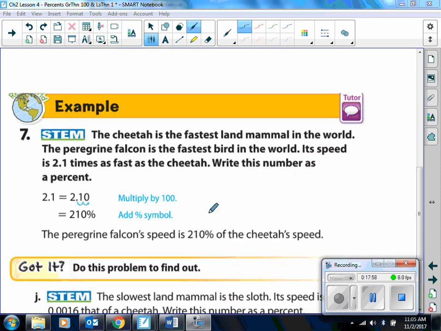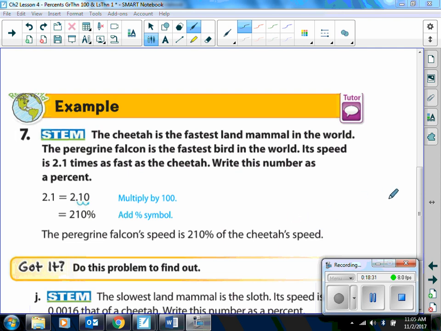Example 7 says the cheetah is the fastest land mammal in the world. The peregrine falcon is the fastest bird in the world. Its speed is 2.1 times as fast as the cheetah. We want to write this number as a percent. So once again, we're taking that decimal and moving it 2 places to the right. So 2.1 becomes 210%. So the peregrine falcon's speed is 210% of the cheetah's speed.